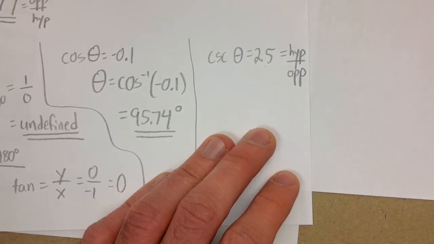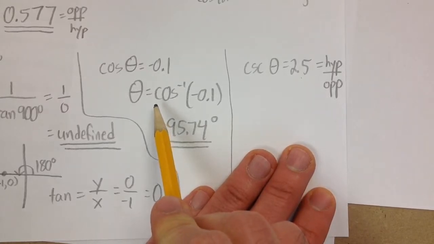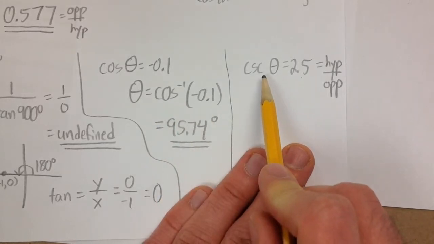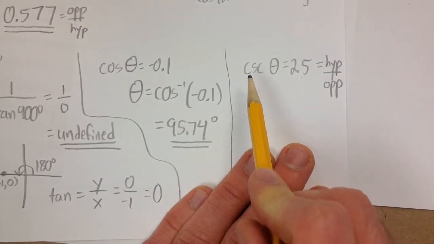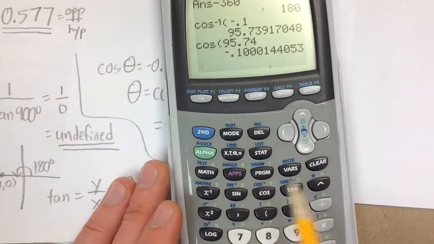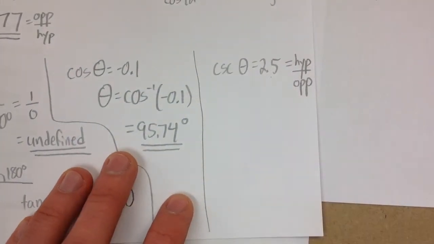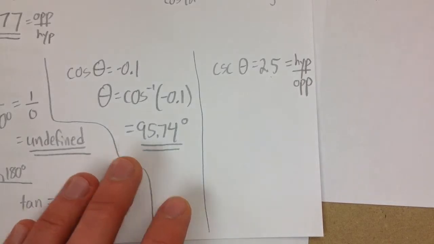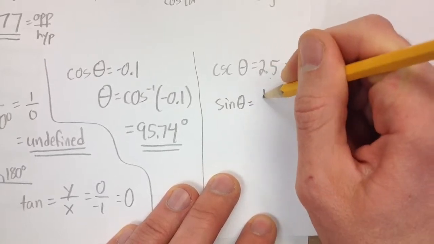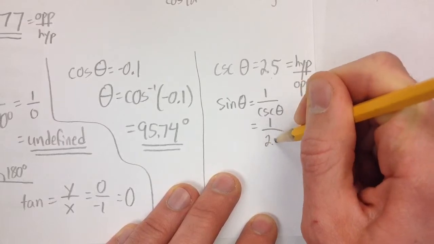Now, I need to use an inverse trig function, like Sue advised us to use in the previous problem. The issue is that I don't have an inverse cosecant function on the calculator. I do have an inverse sine function, though. And since cosecant is the reciprocal of sine, I can use that to answer this question. So sine of the angle is the reciprocal of the cosecant of the angle. So it's 1 over 2.5.